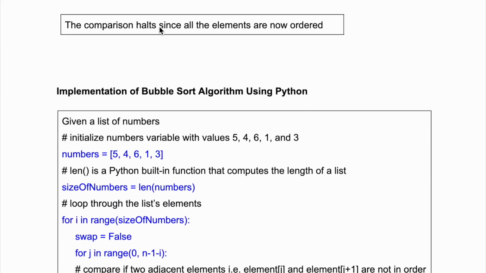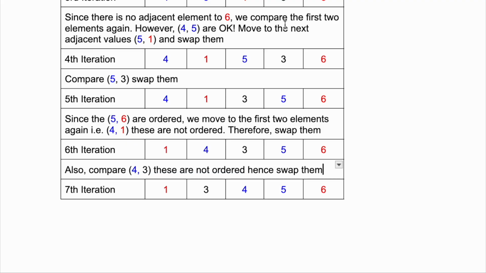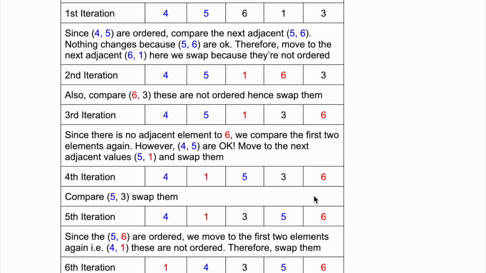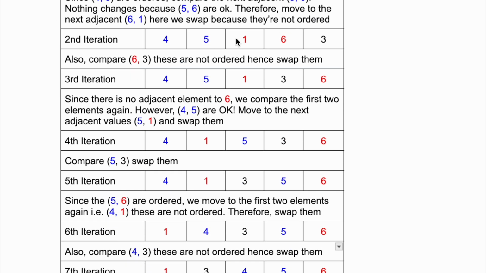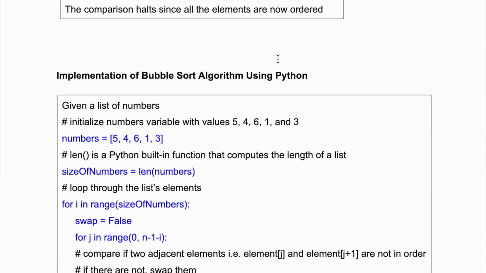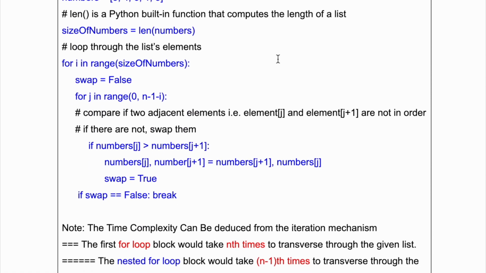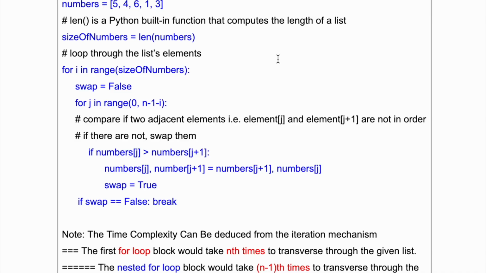So there's nothing to be compared again, since all the elements are now ordered. That's how bubble sort works. It compares adjacent elements, and if those two adjacent elements are not in right order, it swaps them, as we have it here. Now let's implement it and look at how to determine the time complexity.